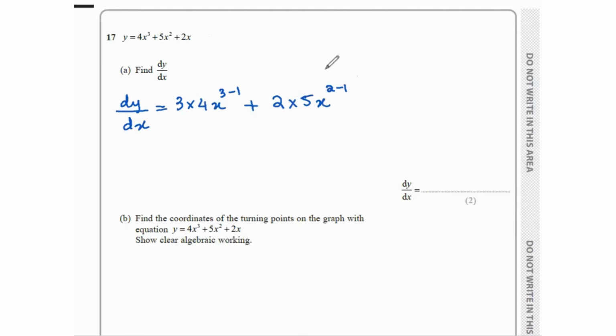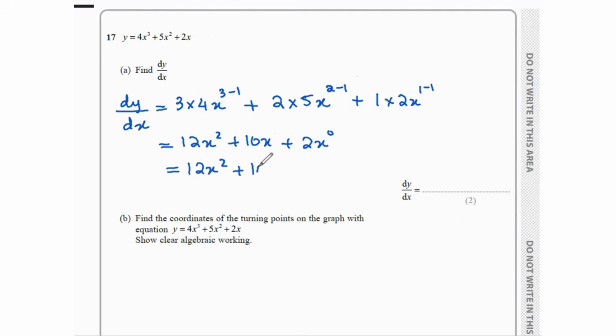Same thing, x has a power of 1 over here. So 1 times 2x to the power of 1 minus 1. 12x² plus 10x plus 2 times x to the power of 0. Since anything to the power of 0 is 1, we have 12x² plus 10x plus 2 as the value of dy by dx.